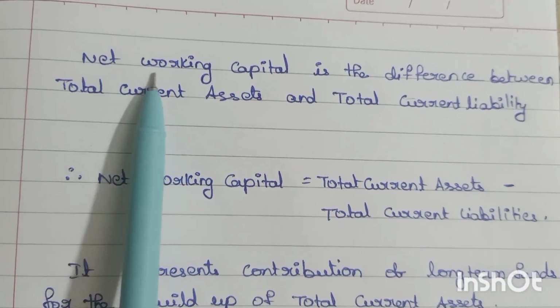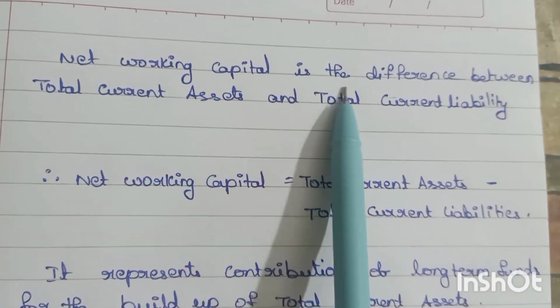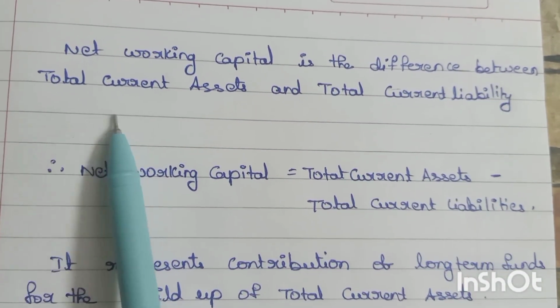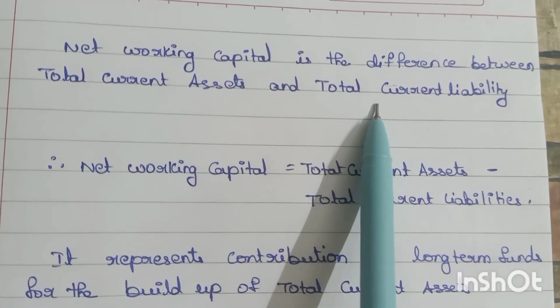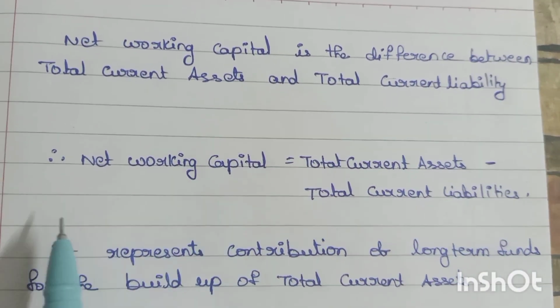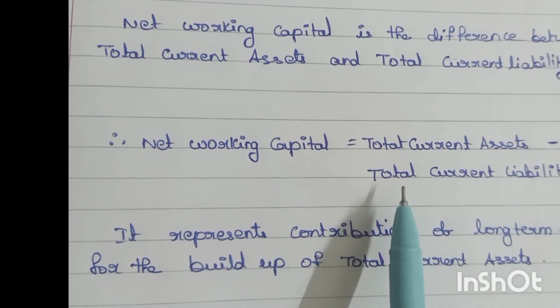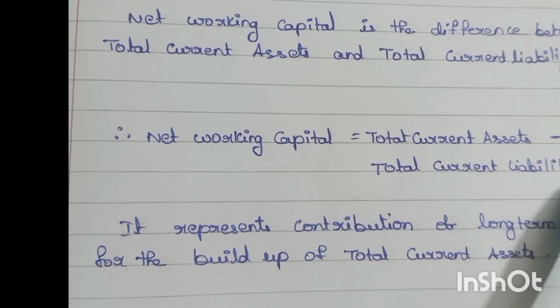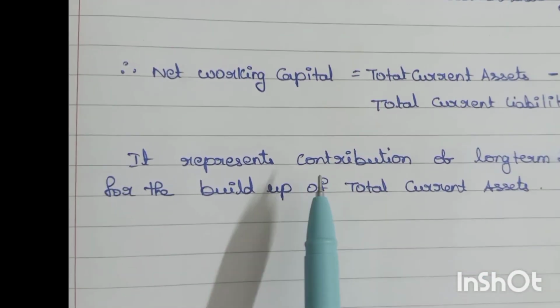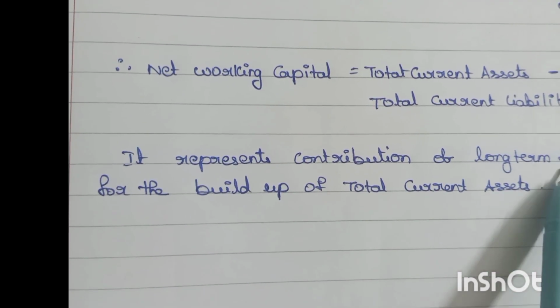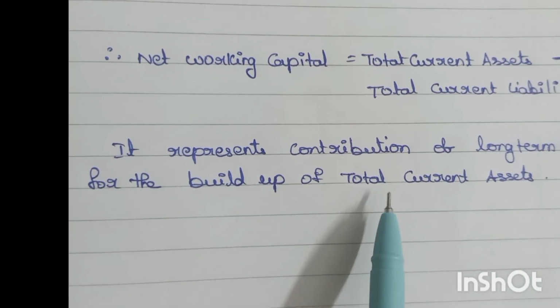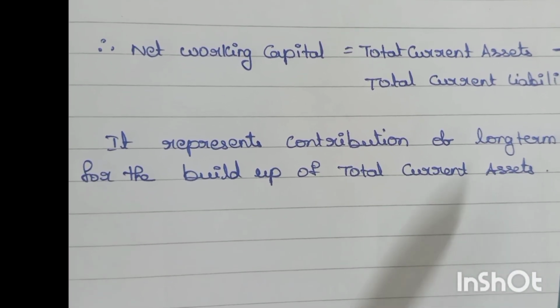So what does net working capital mean? The net working capital is the difference between total current assets and total current liabilities. So, total current assets minus total current liabilities. It represents the contribution of long-term funds for the build-up of total current assets.